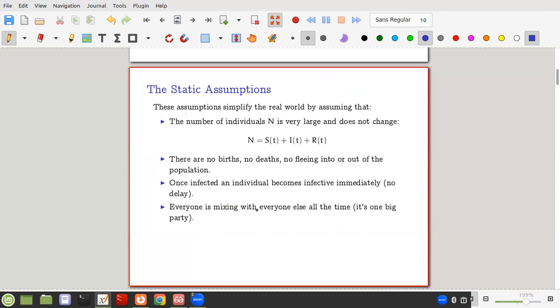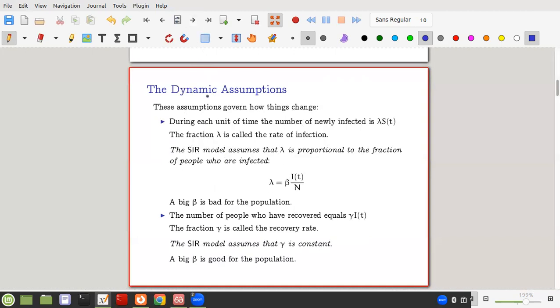Also, everyone is mixing with everyone all the time. There's no geometry. It's not like people are spread out in space and there's some network of connections. It's like everyone's at one big party. Okay, so those set the background and simplify. But those are just the static assumptions.